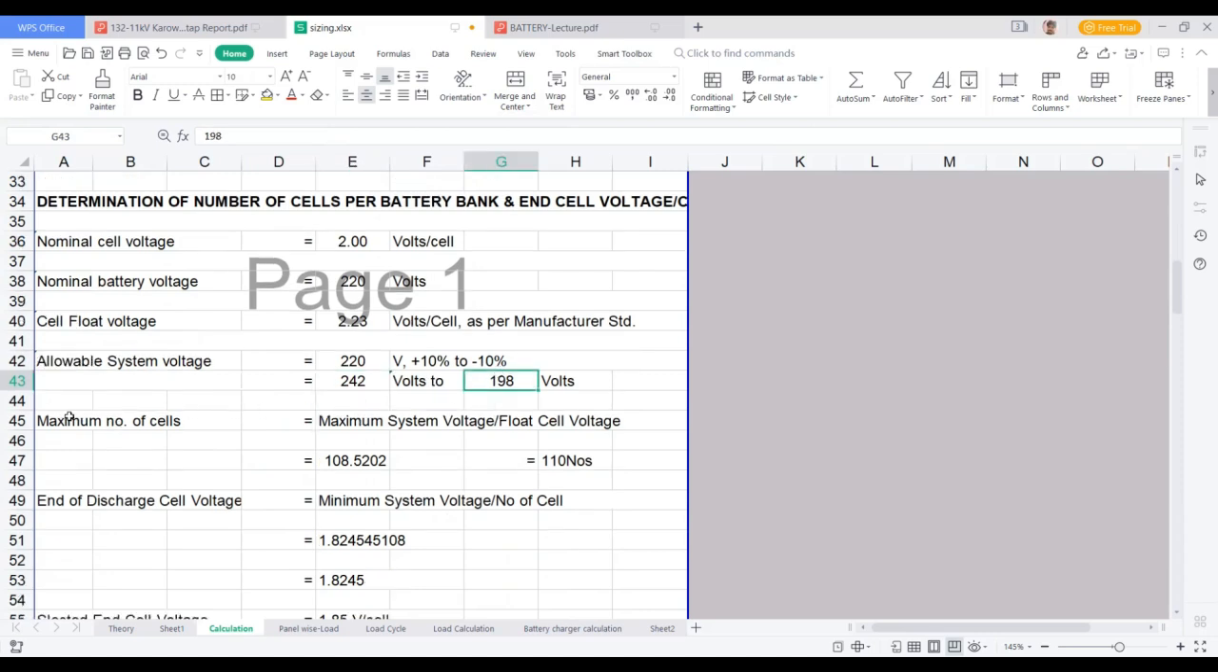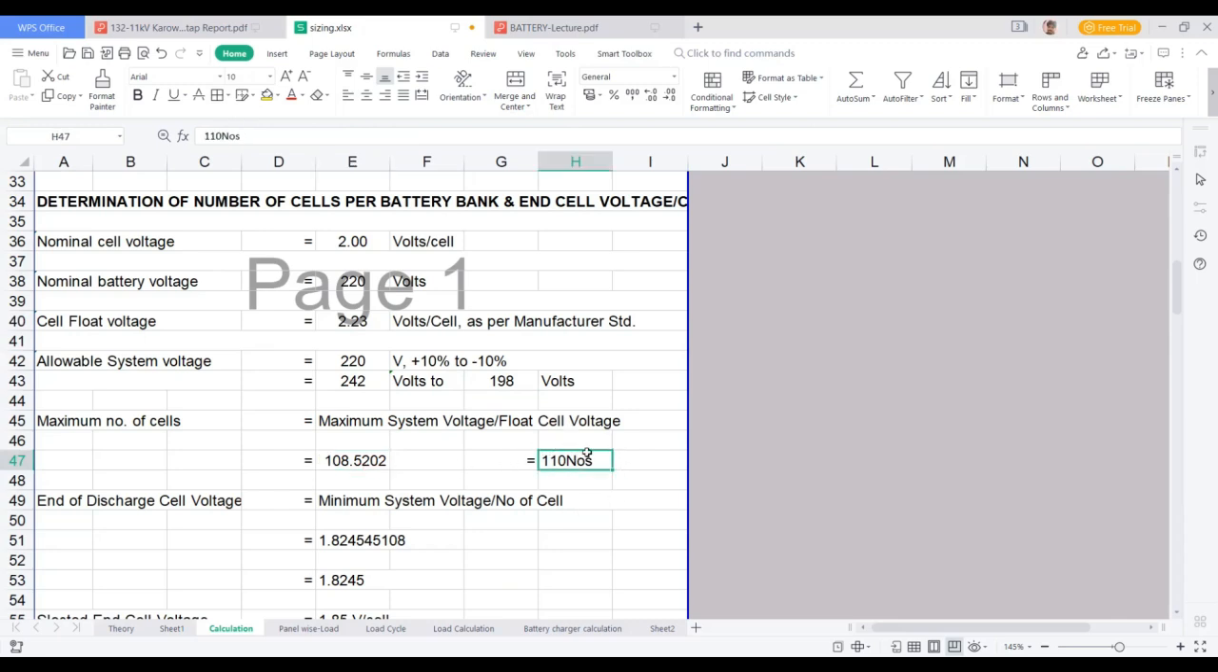So what is the maximum number of cells equal to? Maximum system voltage divided by the cell float voltage. You can see here E43, where this 242 divided by E40, which is the cell float voltage 2.23. So this gives you 108.52. So I am rounding it off to 110 cells.